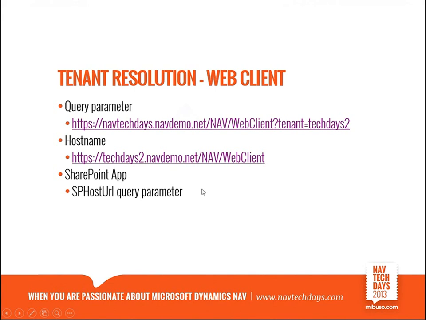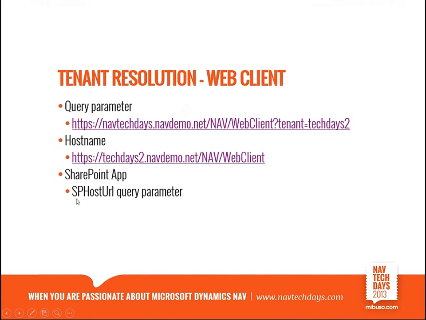NAV has, however, whenever you mount tenants, the ability to specify what's called alternate tenant IDs. And alternate tenant IDs can be other ways of identifying a tenant. And that could be a host name. So my tenant, TechDays 2, is actually mounted with TechDays2.navdemo.net as an alternate ID, meaning that if somebody connects to that URL, I'm going to say, well, I can see that matches the alternate ID of my tenant, so I'm going to give him that tenant.